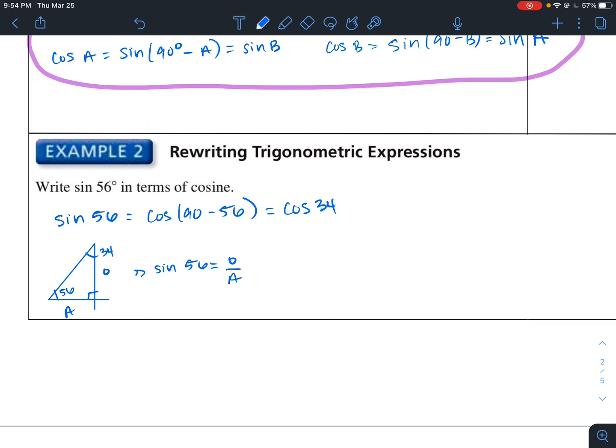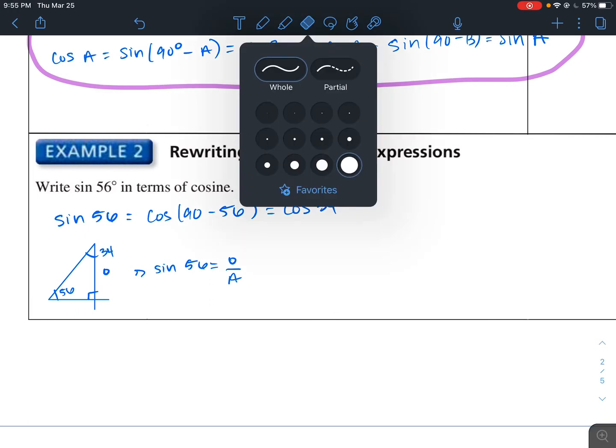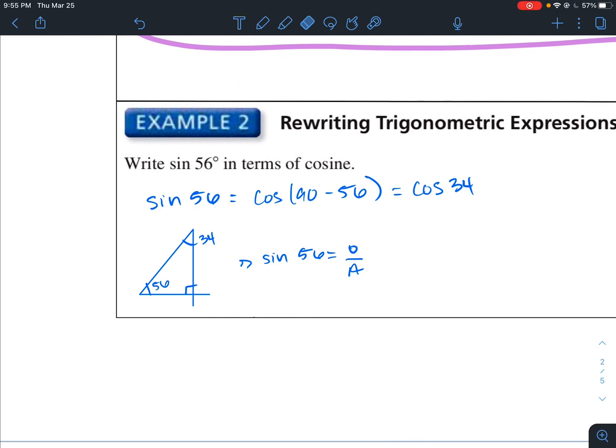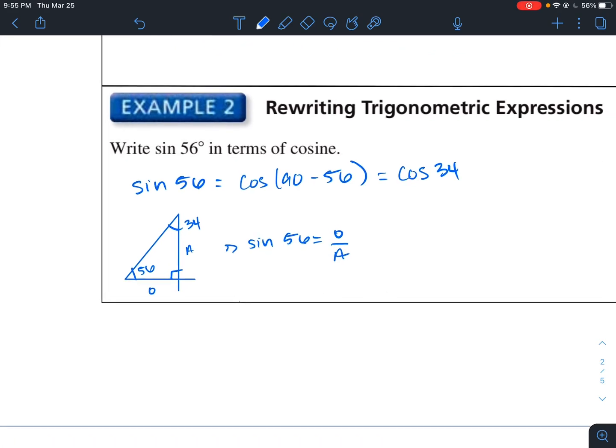Now, if we look at this angle right here, cosine of 34, relative to cosine of 34, this side is opposite and this side is adjacent. Also, I totally misspoke right here. This should be opposite over the hypotenuse. Also, I should leave these as they were. Sorry. So opposite, adjacent. Okay.